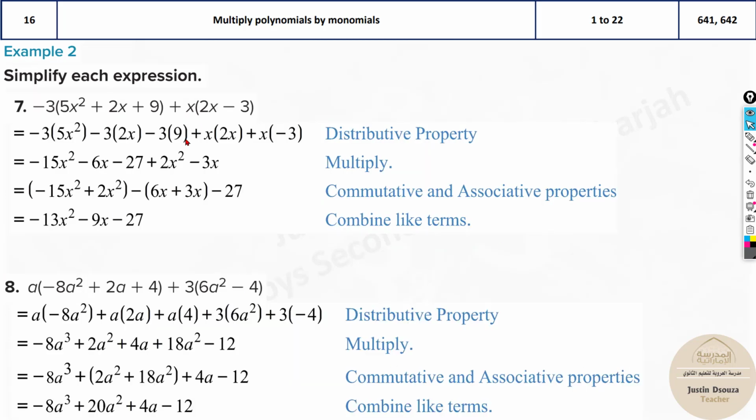Even over here, sometimes it might take a few more steps because you need to rearrange this. See over here, you can simplify the same variable, that is minus 15x squared plus 2x squared. When you solve it, it will be negative 13x squared. And then over here also, minus 6x and minus 3x is negative 9x. Why? Minus 6 and minus 3 is minus 9x. 27 is alone, write it over here. Same way you can solve them.